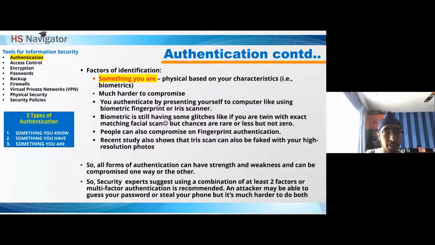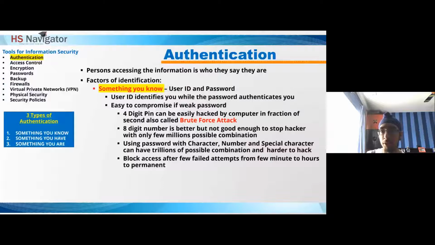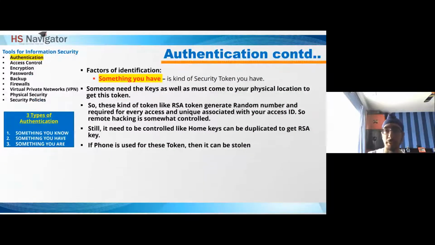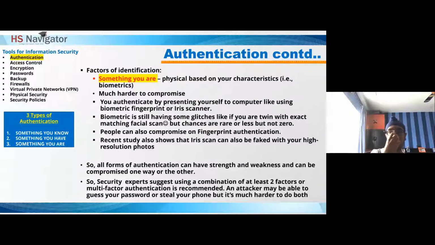And the final thing in authentication is something that you are. So we had something that you know, your user ID and your password. The next one was something that you have, like a security token. And the last thing is something that you are, which is something physical based on your characteristics, basically biometrics. And it's much harder to compromise this.